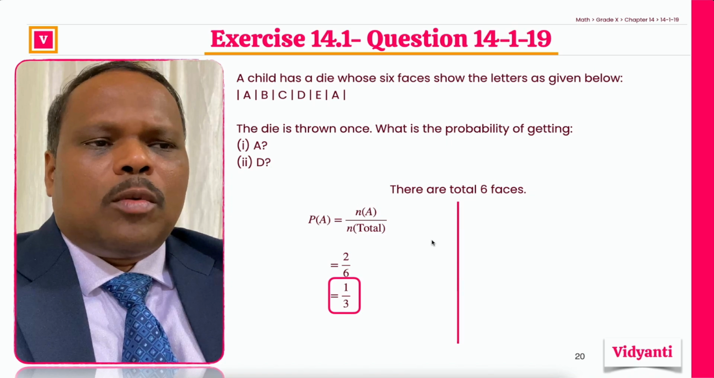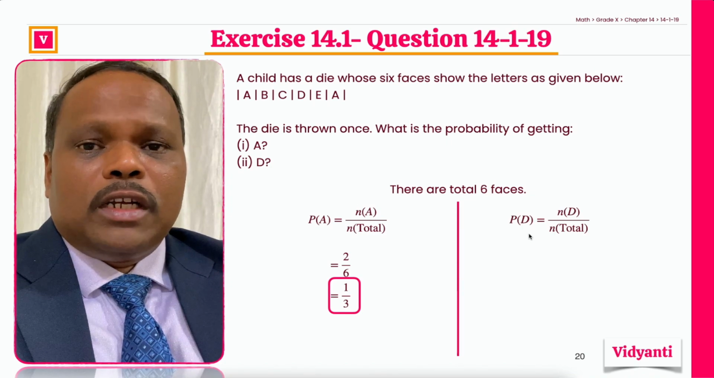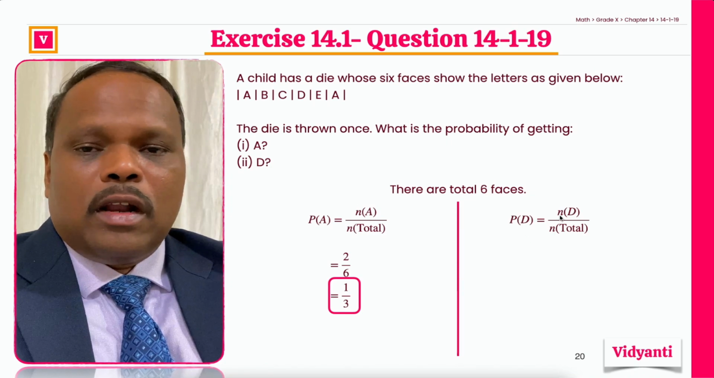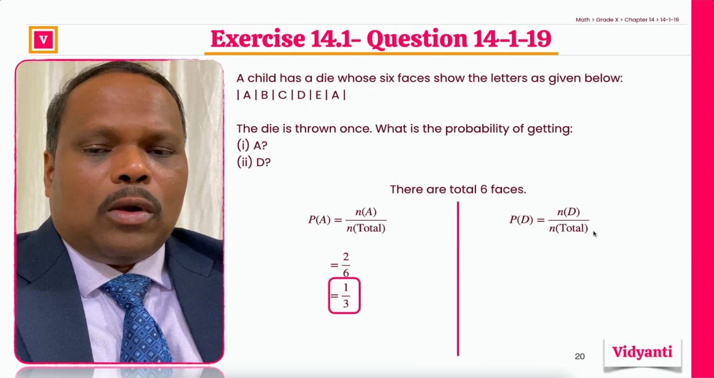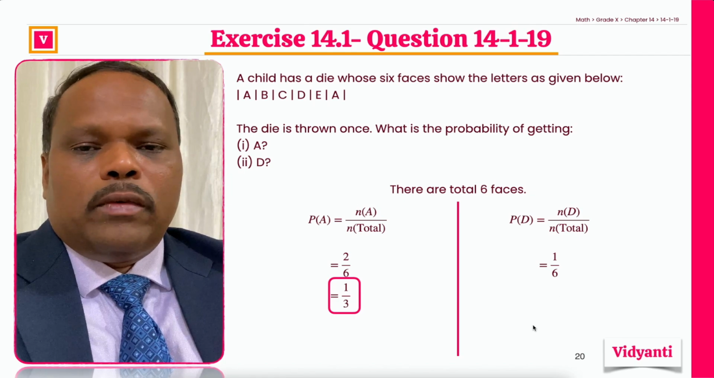So the probability of D will be the number of ways you can draw a D, where n stands for the number of ways you can draw D, upon the number of ways you can do this overall, total. So that will be 1 divided by 6.